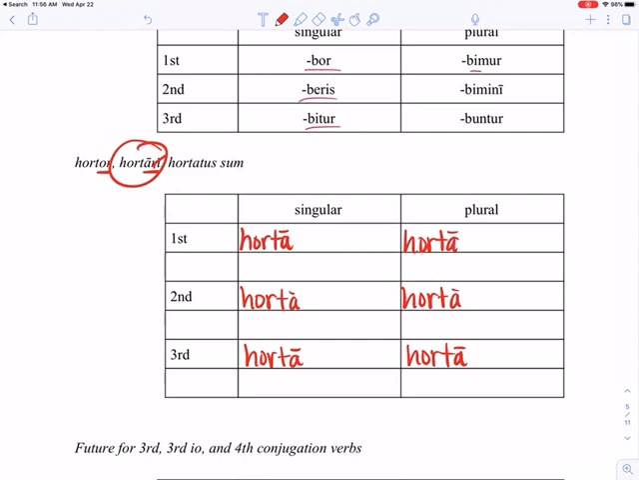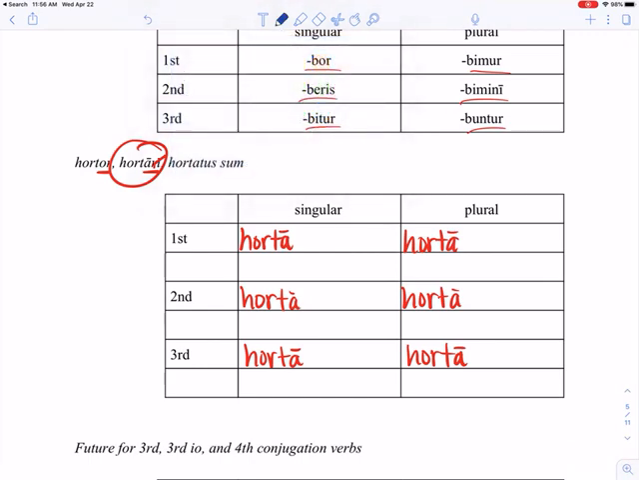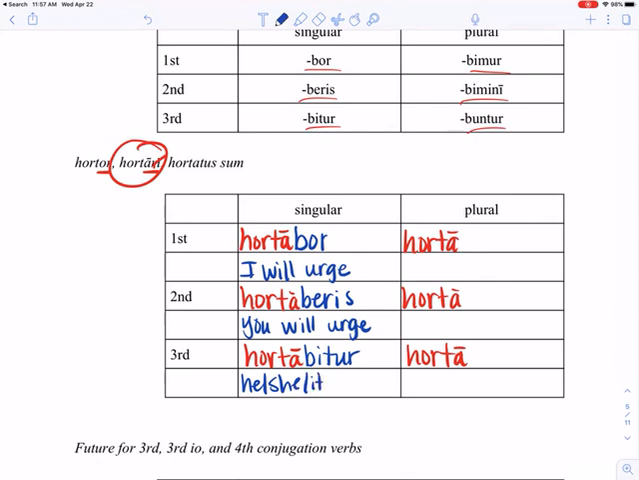Bor, beris, bitur, bimmer, bimini, buntor. Okay, so for first singular, I have hortibor. So this is I will urge. Okay, for second singular, I will have hortaberis. And this is you will urge. Third singular, we're going to add bitor for hortabitor, and this is going to be he, she, or it will urge.